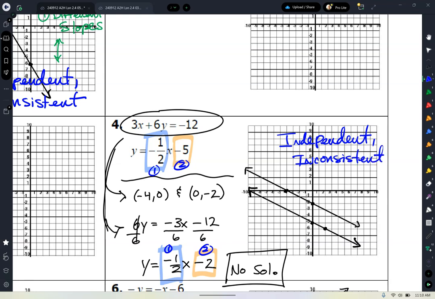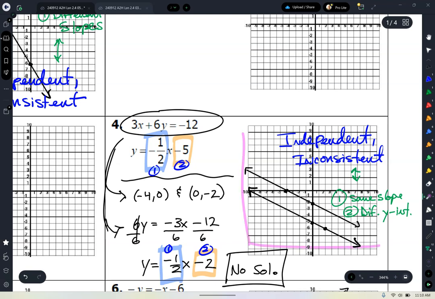This is the algebra 2 part, by the way. This is like giving some other language to it. Okay? How do we identify independent and inconsistent when we're just looking at the head side of the coin? Well, one thing is we have the same slope and we have different y-intercepts. So again, if you're looking at the tails side of the coin, you have parallel lines. If you're looking at the heads side of the coin, you have the same slope but different y-intercepts. If that's the case, then you have an independent, inconsistent classification. Good? Everybody okay?